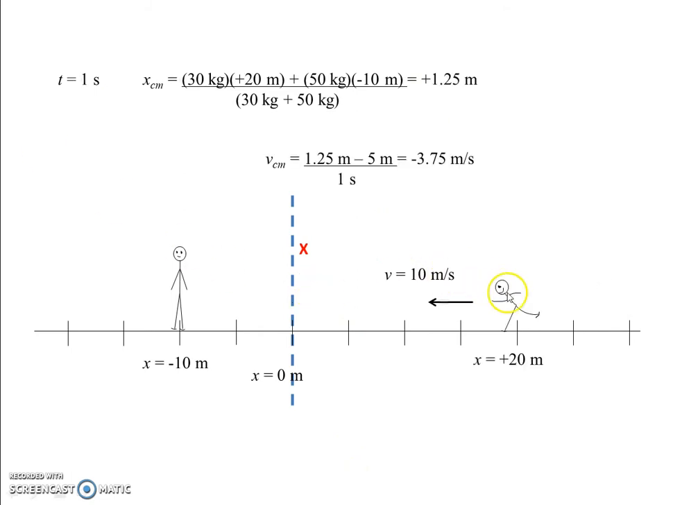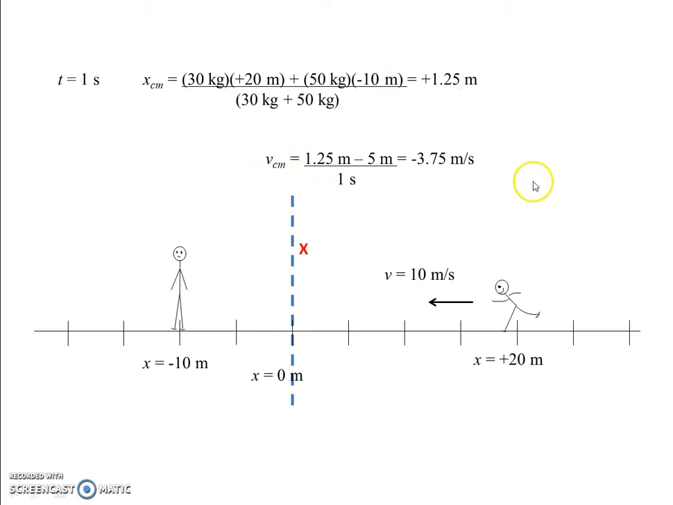At 1 second, remember, he's moving at 10 meters per second. He's advanced 10 meters to the left, so now he's at 20 meters. Chaperone son still at 0. This is still the blue line representing x equals 0. You put the numbers in. Now, when you calculate everything, the center of mass is at a position of 1.25. It used to be at 5 meters, now it's at 1.25.